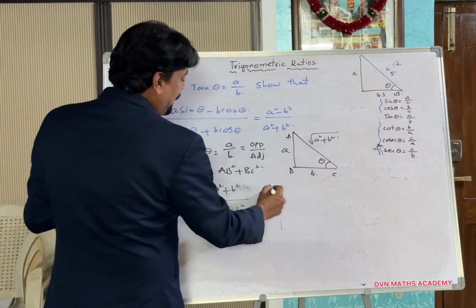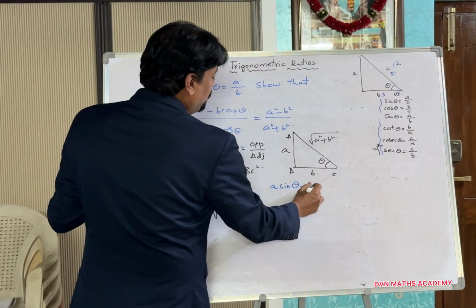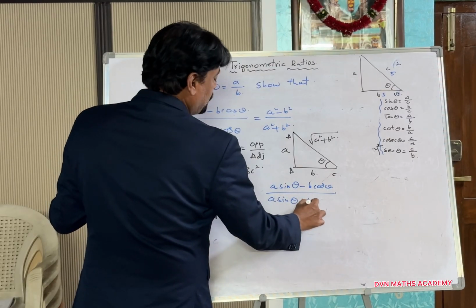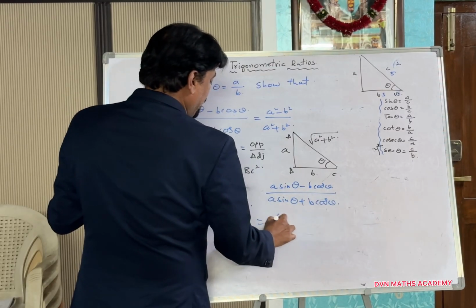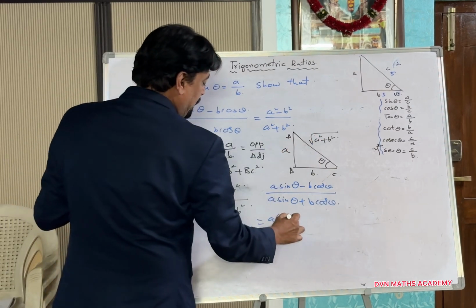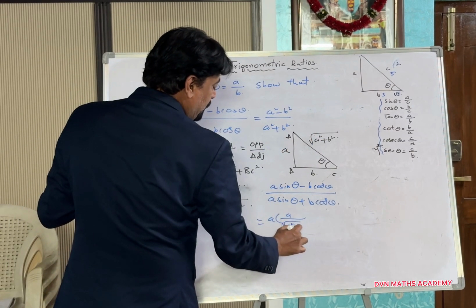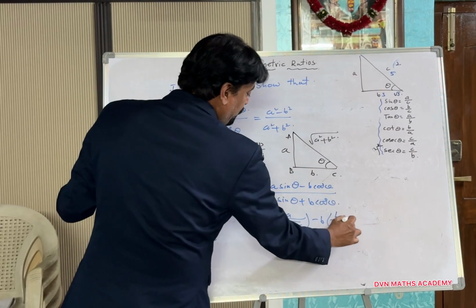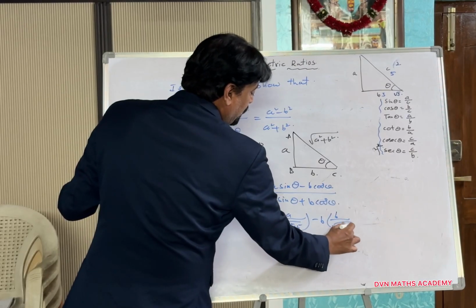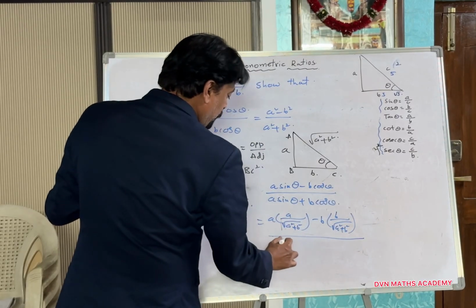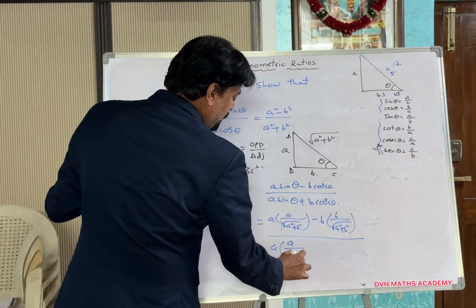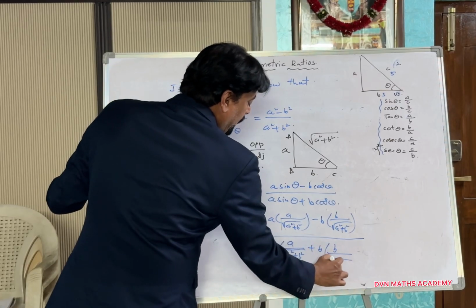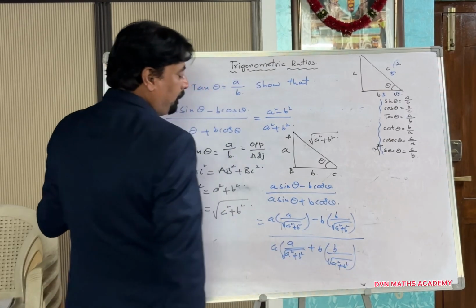The given expression is (a sin theta minus b cos theta) by (a sin theta plus b cos theta). So just substitute. a into sin theta, which is opposite by hypotenuse, that is a by under root of a square plus b square. Next, minus b into cos theta, which is adjacent by hypotenuse, that is b by under root of a square plus b square. Divided by a into a by under root of a square plus b square, plus b into b by under root of a square plus b square. This calculation we need to show.